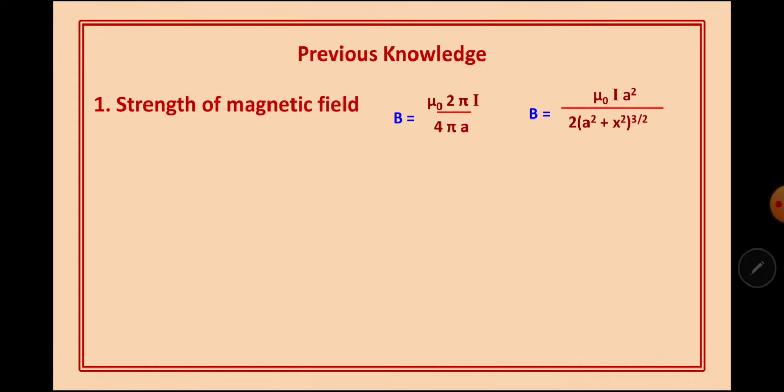The second expression we had learned was for the magnetic field at a point on the axis, and the expression required will be as we have already calculated. Again, for this expression, if it is a single turn, then this formula will apply, and if it contains n number of turns, we simply need to multiply it by n.